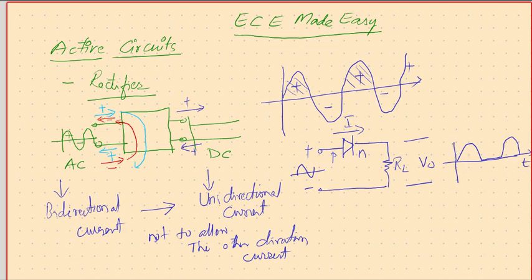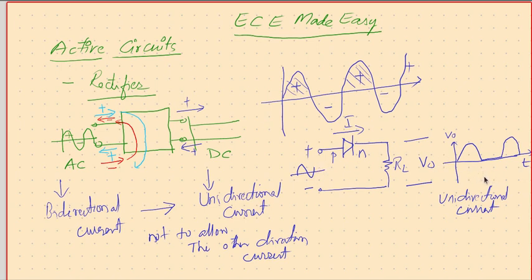So this way the output we get is only in one direction. The reverse direction current is no more allowed. So we have a unidirectional current. We have made a bidirectional current into a unidirectional current.